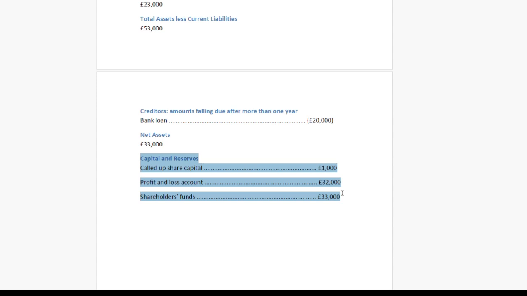So the first line you've got here is what we call called up share capital. So, when you set up your business, you would have had a number of shares, and those shares would have had a nominal value. And what this is capturing is the nominal value of the shares times the number of shares in issue. And in this case, it's £1,000, so that doesn't actually tell you the composition, but it could be 1,000 £1 shares equals £1,000 worth of share capital. Equally, it could be 500 shares with a nominal value of £2.